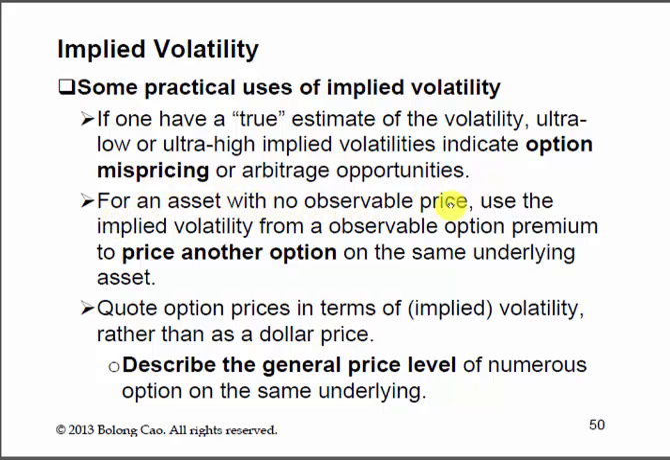For an asset with no observable price, you can get the implied volatility if there's an option traded on this asset. Even though this asset has no observable price, that option has a premium, so there's an implied volatility from that option premium. And using that implied volatility, you can price another option on the same underlying asset. So that's another practical use of implied volatility.